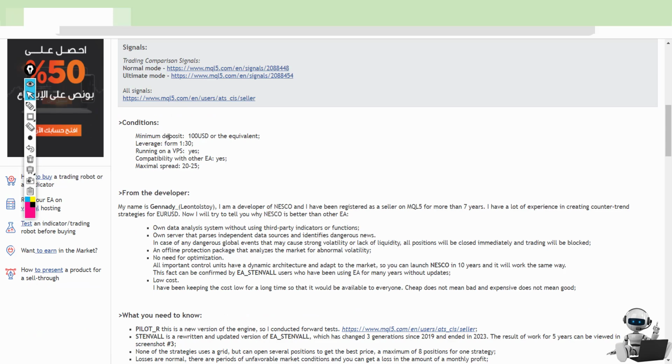Condition: at least 100 US dollar, which is the minimum. I always recommend 200 US dollar, and a VPS is important. Spread should be low. Most brokers with ECN provide a low spread ECN account, so that's not going to be an issue.